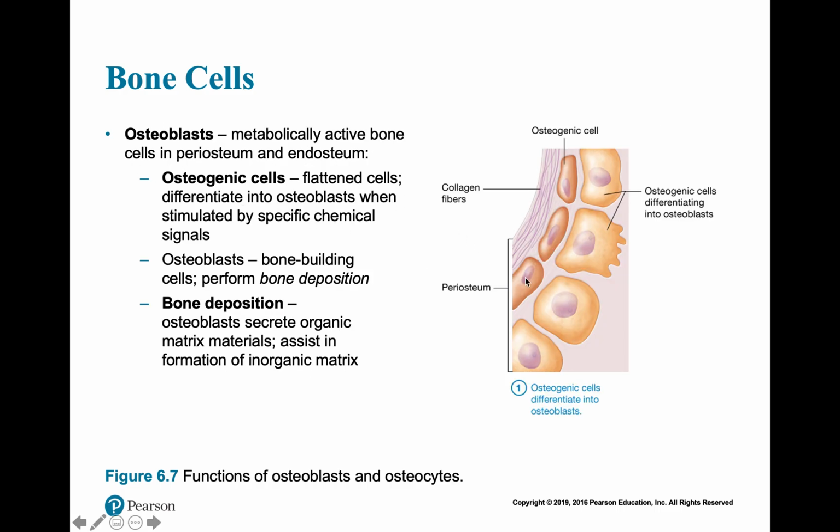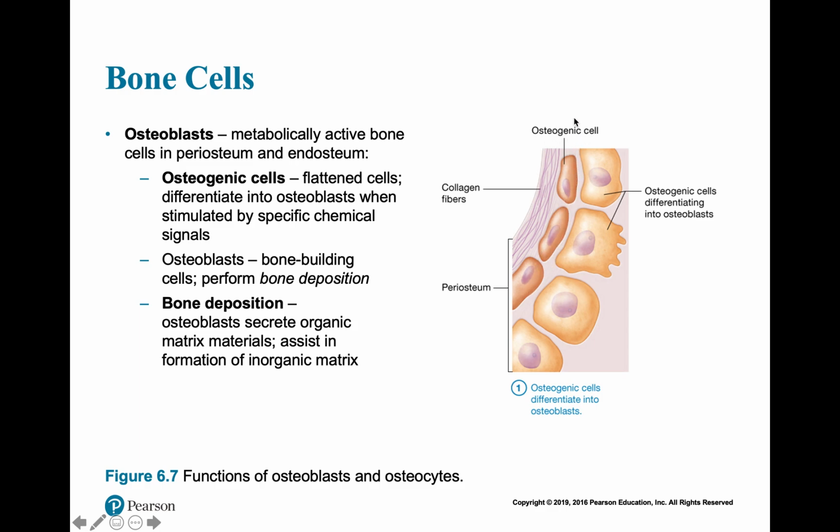So let's talk about osteoblasts first. So here, this would be the periosteum. These would be the connective tissue collagen fibers. Here are the osteogenic cells and the osteoblasts. And then over here somewhere would be the osseous tissue of the bone itself, okay? Osteogenic cells, these are stem cells. You can see they're kind of flattened-ish cells, okay?